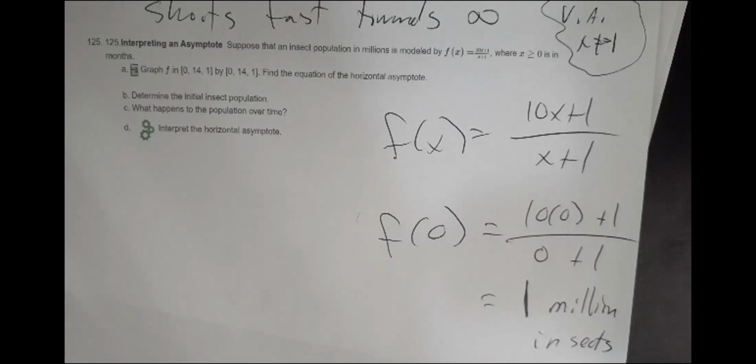That's the next thing, right? What happens to the population over time? Interpret the horizontal asymptote.